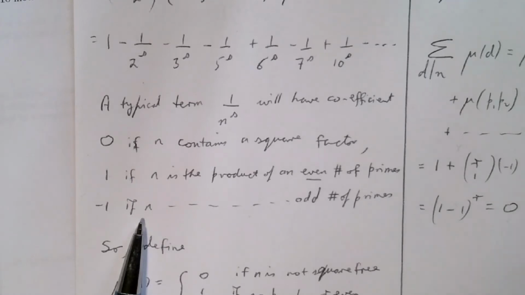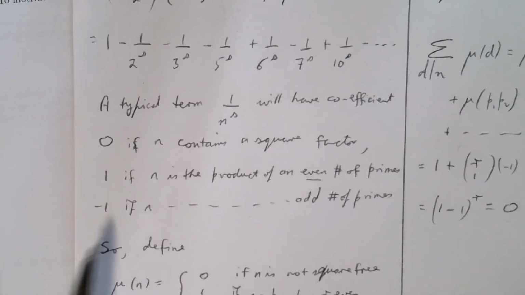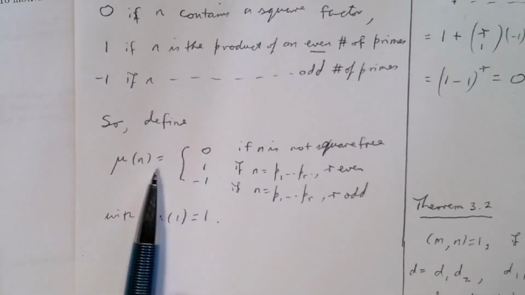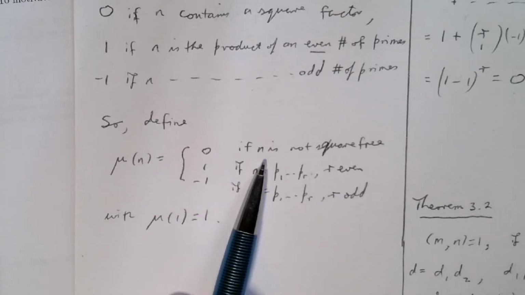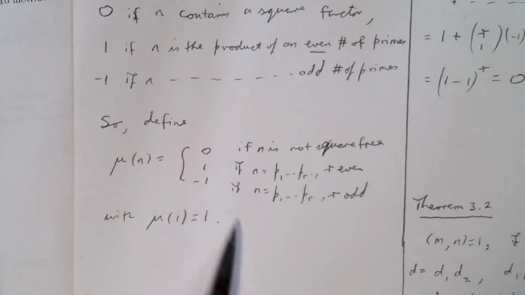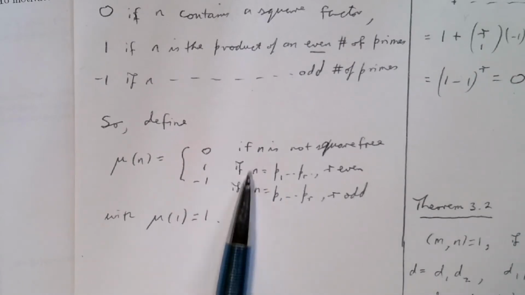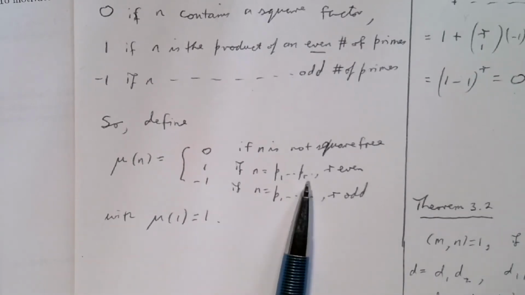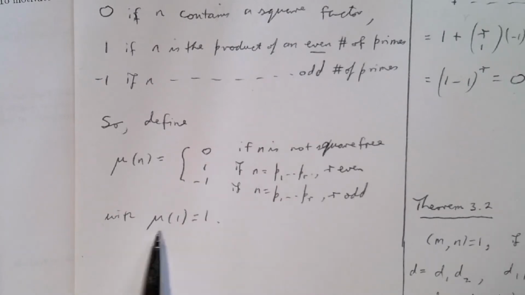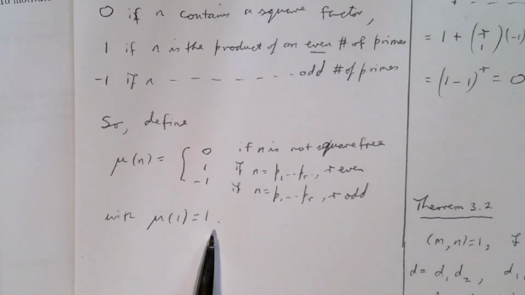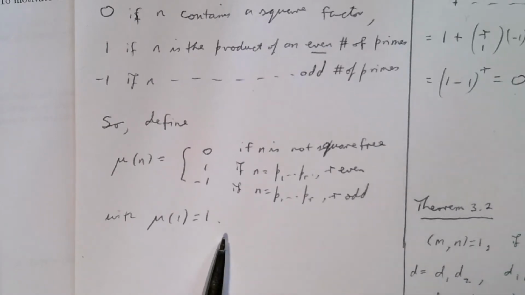So I'm going to define this new function mu of n by taking the value 0 if n is not square free. So if n has a square factor, the answer is 0. It's going to be 1 if, when you take your n, it's square free, so it must look like just a product of primes. So if n is a product of primes and there's an even number, then it's 1. And if it's an odd number of primes, you get minus 1. And I'm going to define mu of 1 to be 1. And so this function arises very, very naturally when you just take the reciprocal of the zeta function.